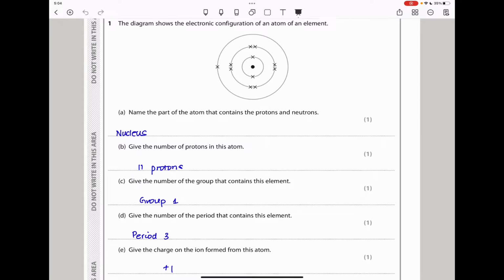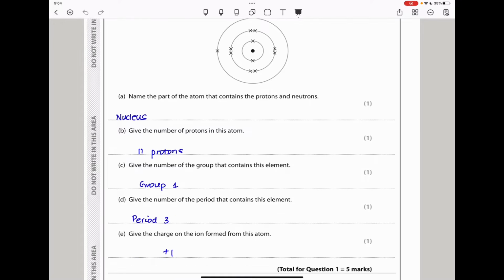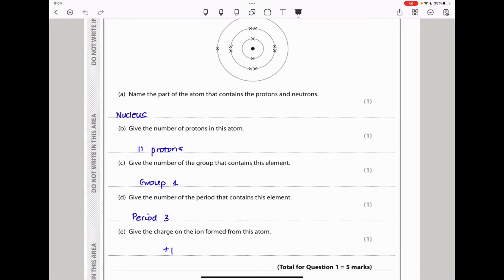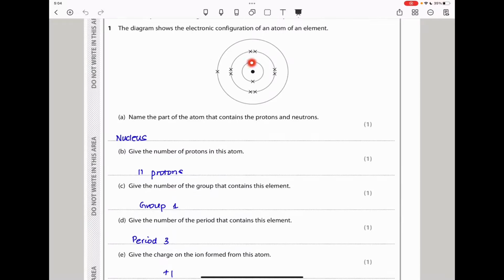The next part says, give the number of the group that contains this element. Since it has one electron in the outer shell, it should belong to group 1. The next part says, give the number of the period that contains this element. We can see, if I go back to it, this is the first shell, the second shell, and then the third shell. Each shell is representing a period, so this belongs to period 3.